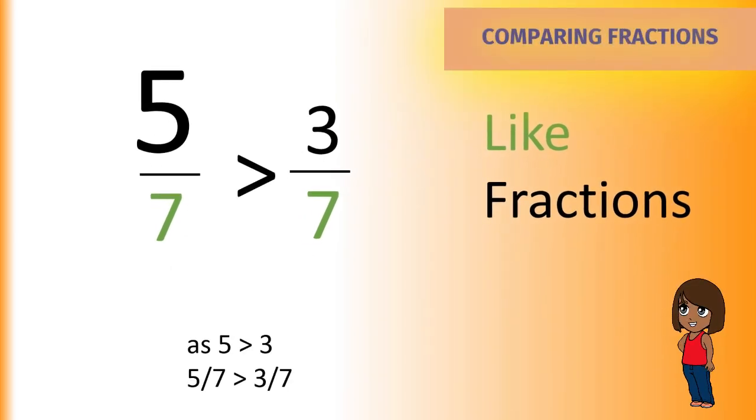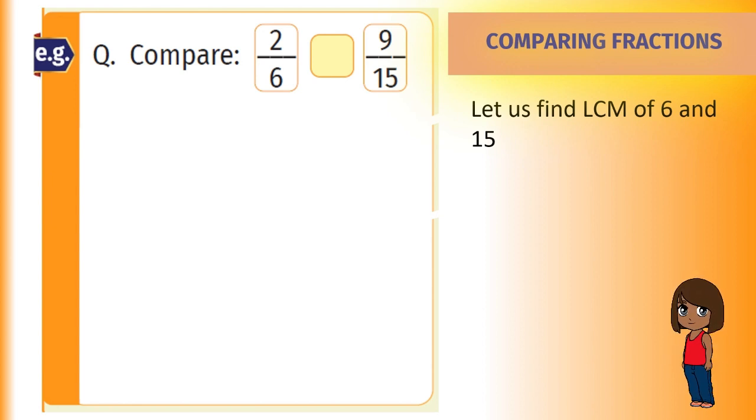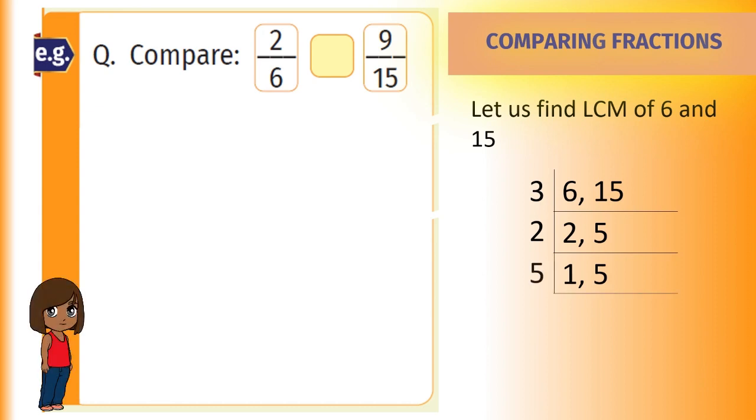Coming back to our question. To compare 2 by 6 and 9 by 15, we will convert them into like fractions. To convert into like fractions, first, we have to find the LCM of denominators 6 and 15. We are using the common division method here. We get the LCM as 30.